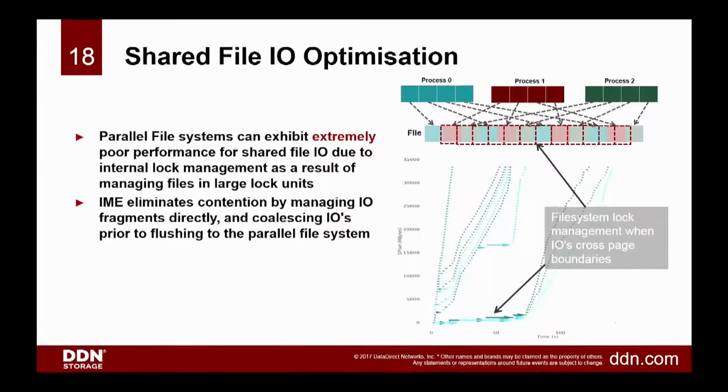So what we do with IME is we don't do this 4K page thing. We deal in byte-level I/O units. So we don't have this false sharing problem, and so we can remove this intense locking mechanism from the system and now allow these parallel applications to run extremely fast.